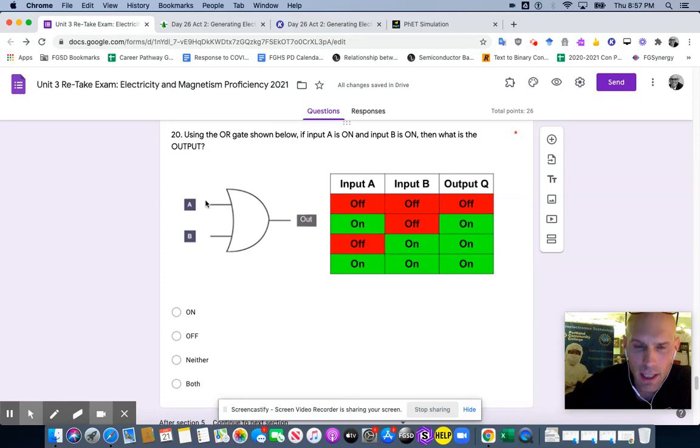Question number 20. If you're given an OR gate, again, you could look up in our notes, but I also give you the truth table over here. If input A is on and B is on, what would the output be over here? And there are some options down here: on, off, neither, or both. And you can use the truth table over here. By the way, out is output Q. That's the same thing. Okay.